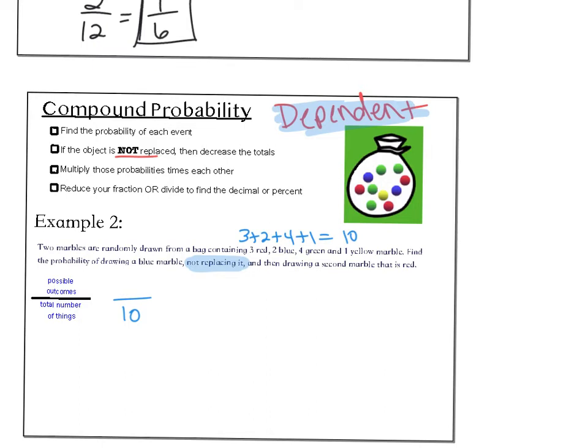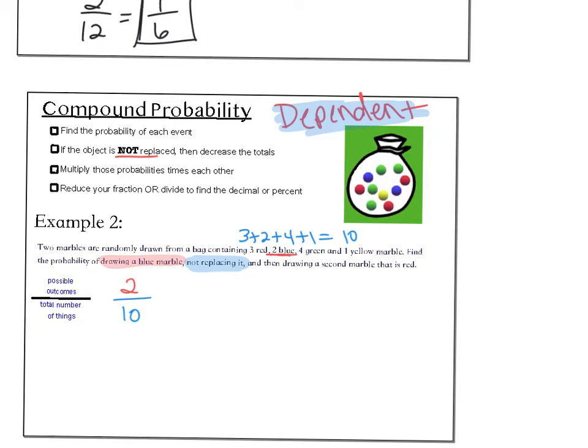Now let's take a look at what my first event is. The first event is find the probability of drawing a blue marble. There's my first event, drawing a blue marble. Well, I have 2 blue marbles. So the probability of drawing a blue marble is 2 blue marbles out of the total of 10 marbles.